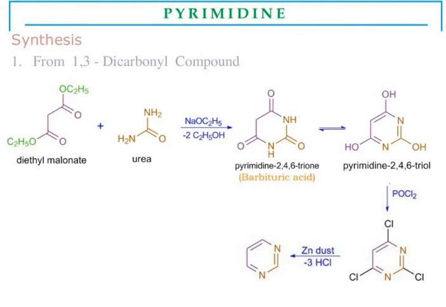Again, 1,3-dicarbonyl compounds, urea and diethyl malonate. This compound you have already read in part 2 examination, an active methylene compound. Then you will get these two products, barbituric acid and pyrimidine-2,4,6-triol. It undergoes reaction with phosphoryl chloride and zinc dust, and you will get this pyrimidine ring without substitution.